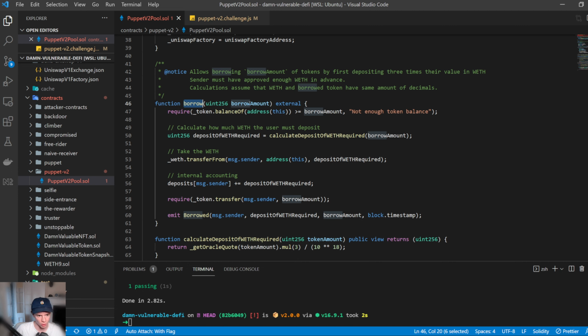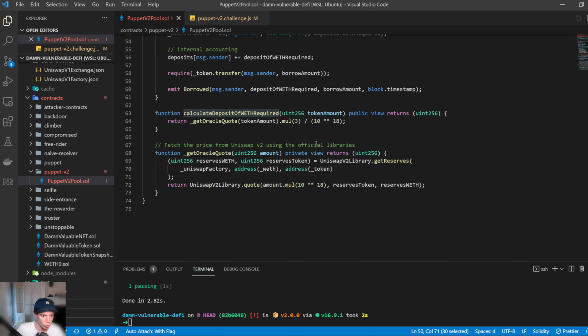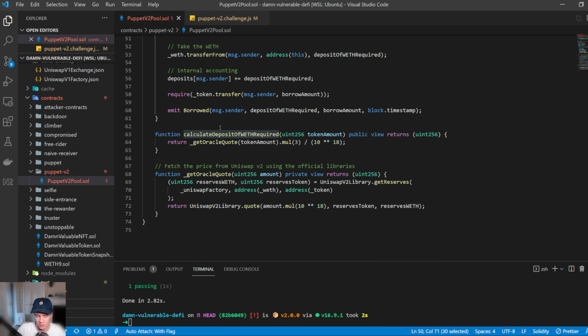Say we want to borrow 10 DVT tokens. It requires the token balance of this address to be greater than that. It'll calculate the deposit of WETH required. Now, this is pretty much the same as the last challenge, but instead of calculating it itself, which is where you could potentially get numeric underflows or overflows, they quote it from the Uniswap library, which is a safe way to get that price ratio.